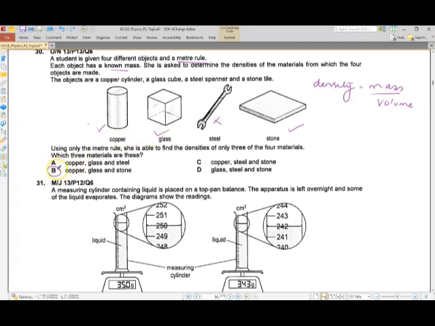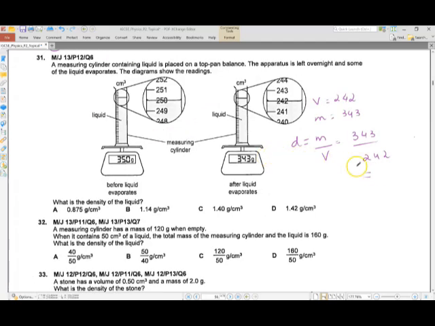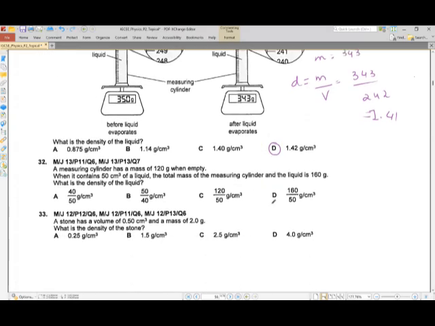Okay? So for these three materials she can find the density, but she can't find the density of the material that is irregular. She won't be able to find the dimensions of this with a meter rule. So this is going to give us 1.41, which is closer to option D. So this is going to be our density.